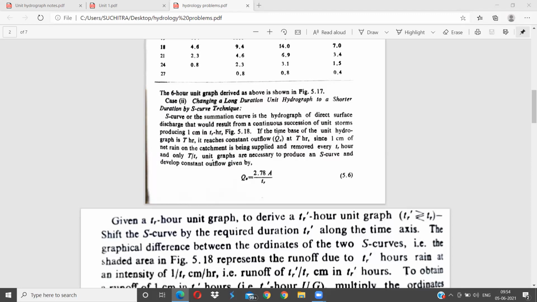Now, if the time base of the unit hydrograph is T, then in the components of the unit hydrograph, the time base remains the same for all unit storms, or the base width of the time base.